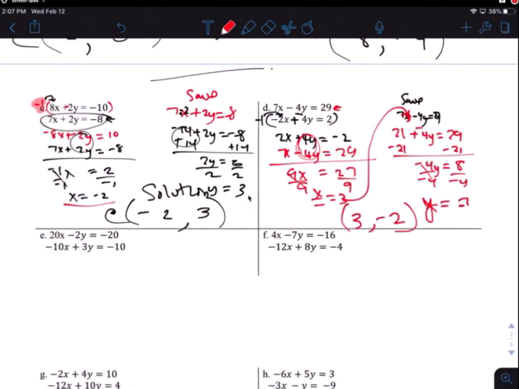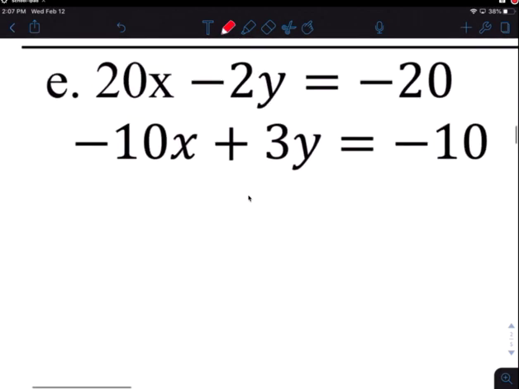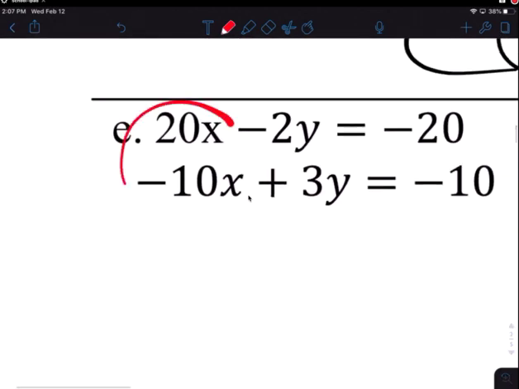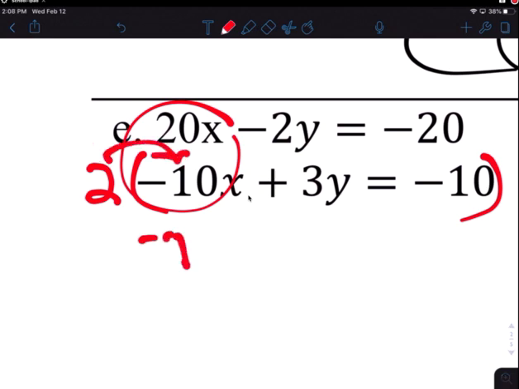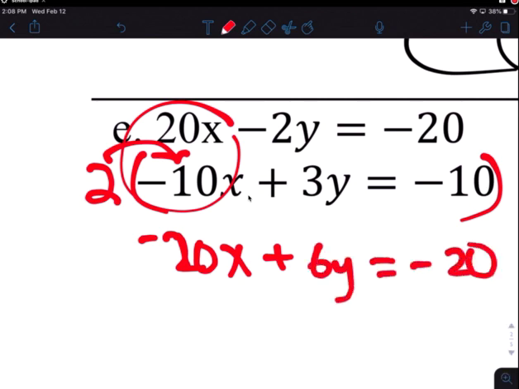Now on E, either you get rid of the x or the y. It's easier to get rid of the x because I can multiply. I can make the 10 equal to a negative 20 just by multiplying it all by 2. That gives me the negative 20x plus 6y equals negative 20 there.